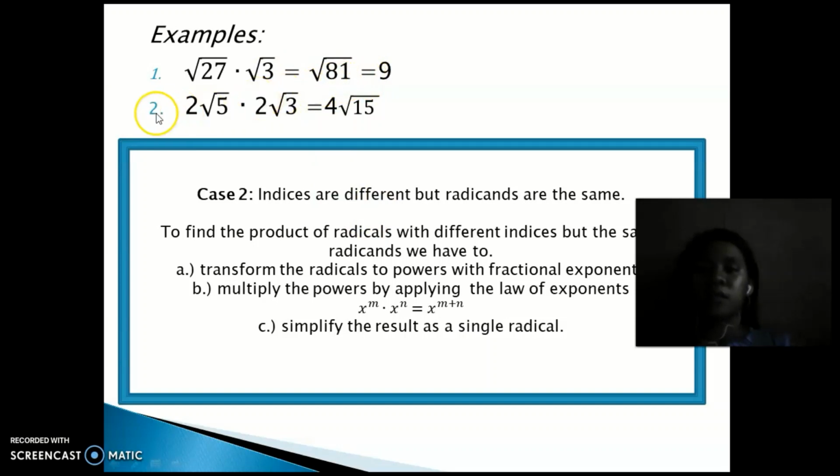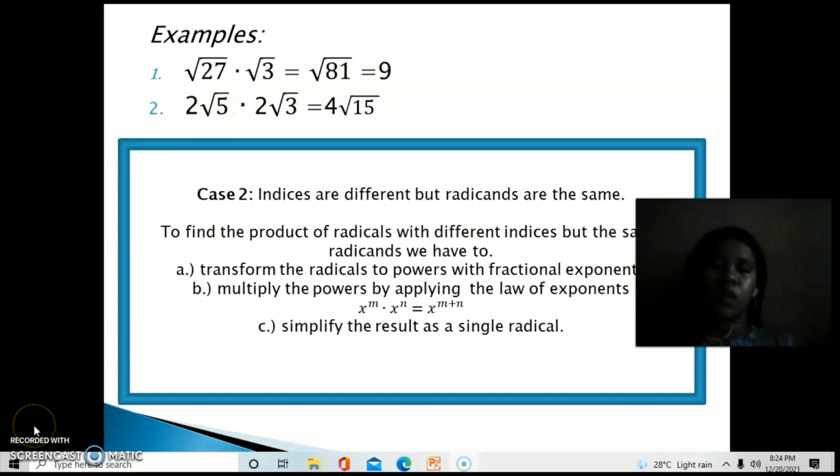Another example, we have 2 square root of 5 times 2 square root of 3, which is equal to 4 square root of 15. So we're just going to multiply the two numbers outside, and in the square root, we are going to multiply the numbers inside the square root.